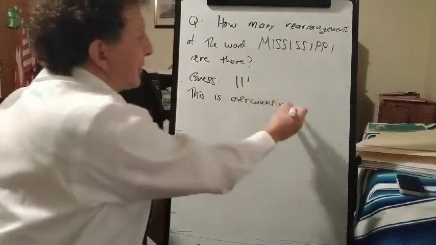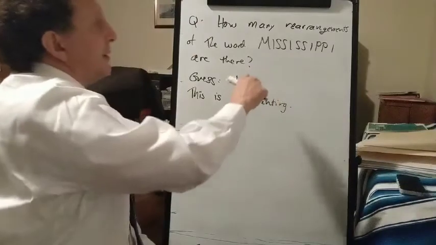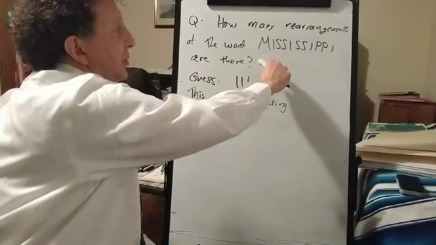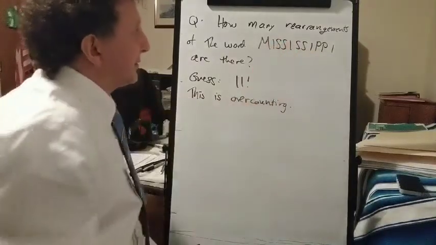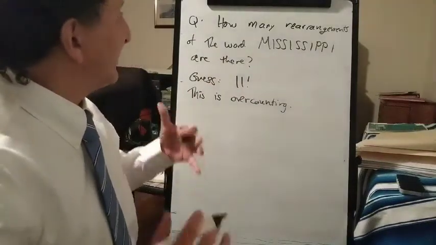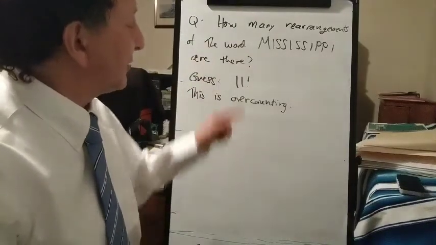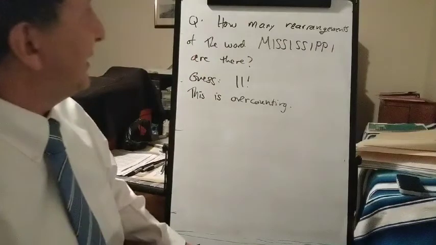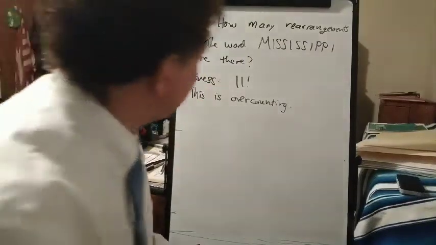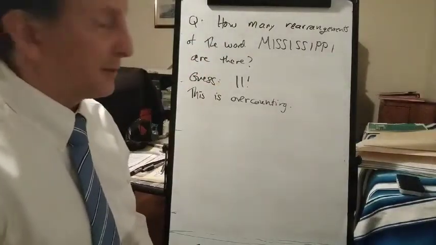This is overcounting because if we permute this in all possible ways and then just switch the two i's here, or switch the two p's or switch any two s's, those are going to be different permutations of the 11 letters that actually give us exactly the same rearrangement. So there's a bunch of things that we can do to that word, different permutations of the 11 letters that give us exactly the same rearrangement. So we're overcounting by some factor if we say 11 factorial. And coming up with the exact number is actually pretty easy.